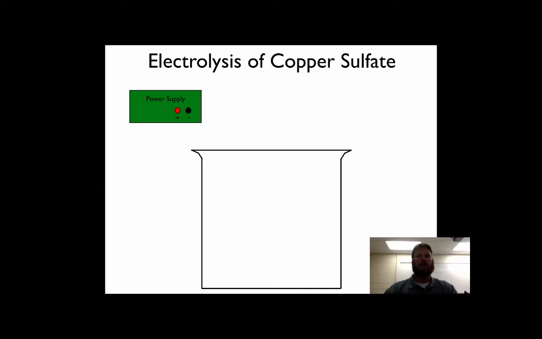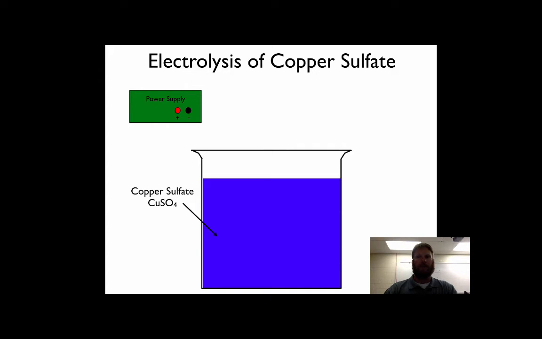We covered electrolysis in Honors Chem, and we will cover it again later, but I'm going to go through it quickly here using the electrolysis of copper sulfate. So if you have a beaker of copper sulfate solution, we know that the copper sulfate exists as Cu2+ ions and SO4 2- ions.